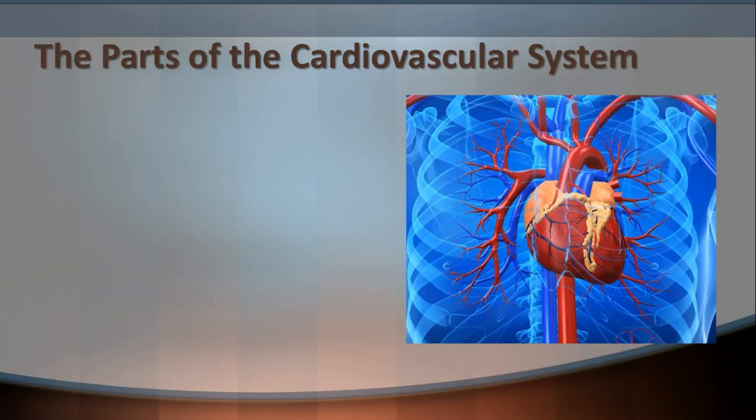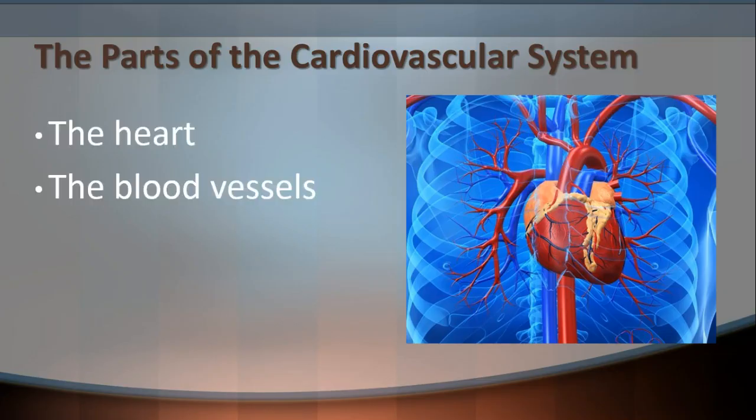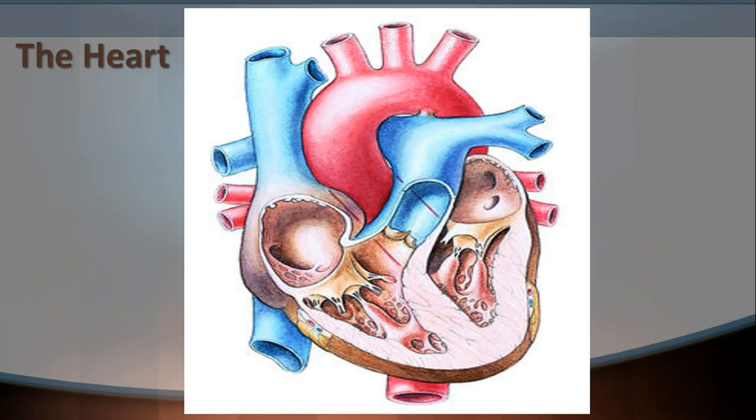So what are the parts of the cardiovascular system? There are three: the heart, the blood vessels, and the blood. Let's talk about each one individually. First, the heart. The heart is kind of an interesting structure. It's about the size of two fists clasped together, and the heart is made up of 4 chambers or 4 rooms. You've got 2 upstairs rooms and 2 downstairs rooms.